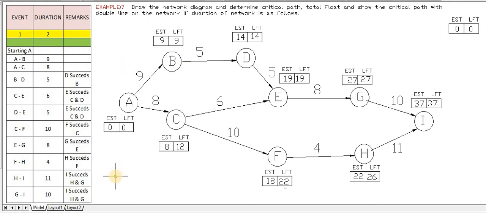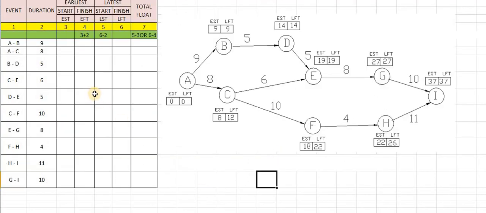Next we will draw a table in an Excel sheet and find out the total float and the remaining time values. Here I have drawn the table form for the different things to be calculated, and I have pasted the same network diagram here in the Excel sheet. After pasting, we will calculate the various things.